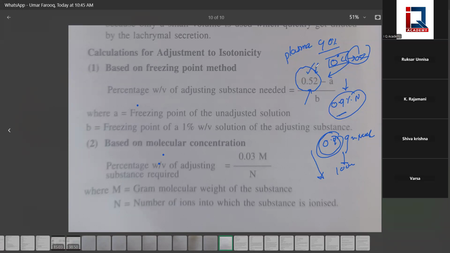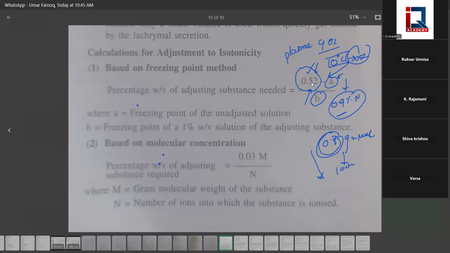So 0.52 is the freezing point of blood plasma. A is the freezing point of the unadjusted solution, the solution which you are going to adjust. And B is the freezing point of 1% adjusting solution, the solution which you are adding to adjust the osmotic pressure of the substance. So please note the formula: 0.52 minus A by B, and everybody show me, open your camera and show me that you have noted this calculation.